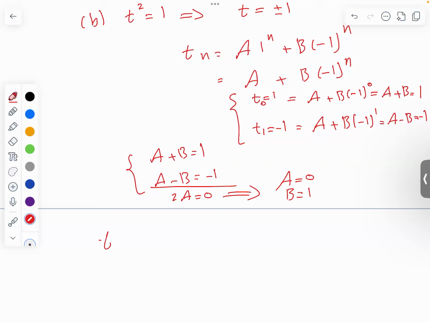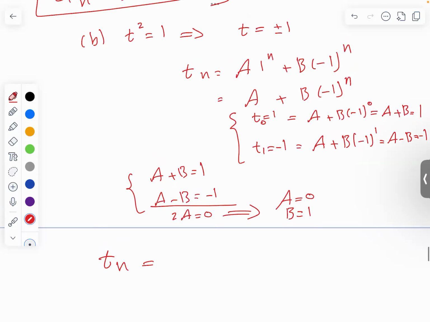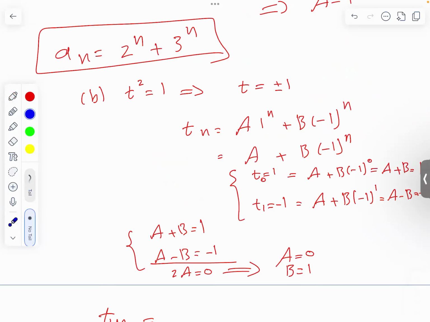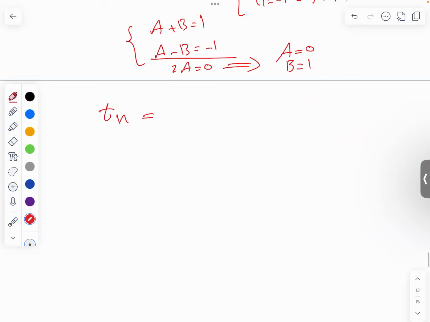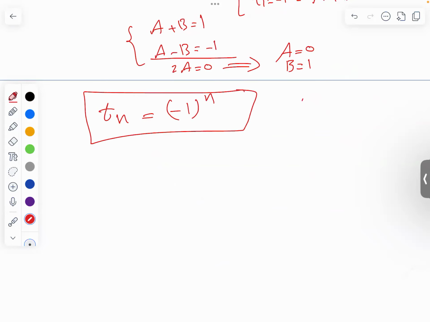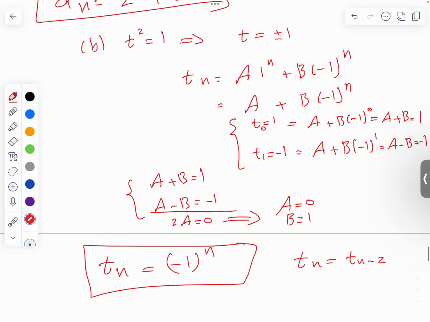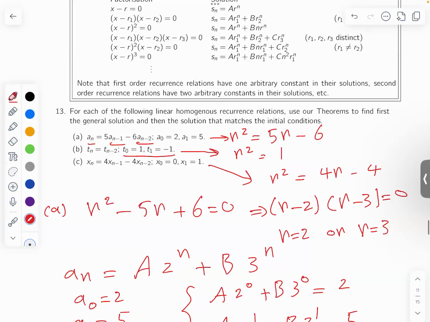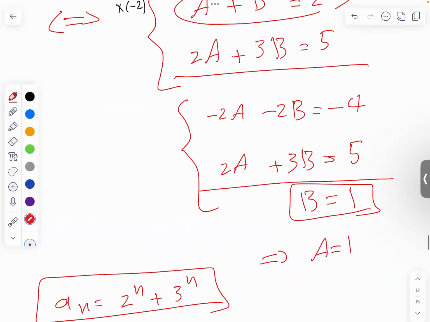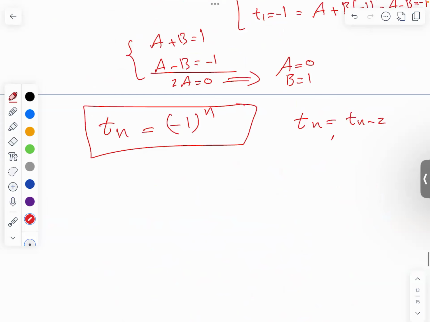From here, Tn, I'm going to update my general solution. A is 0, B is equal to 1. So this guy, minus 1 power n, is the solution of Tn equals Tn minus 2. Is that so? Yes, with the initial condition of T0 equals 1, T1 equals minus 1.